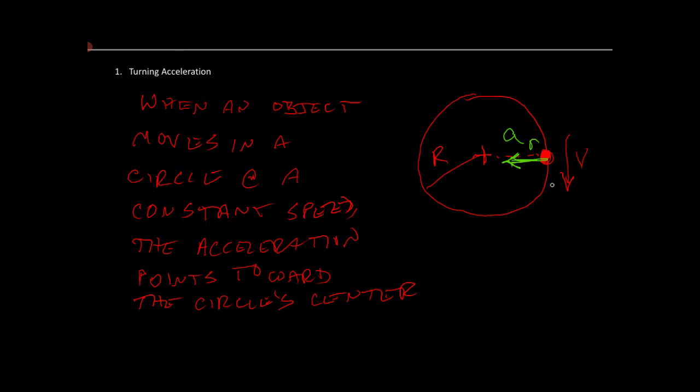Okay, so we've got this circle. The acceleration is pointing towards the center because we're moving at a constant speed along the circle. So we're always turning, and we're always moving at a constant speed along the circle, and wherever we are, that acceleration points towards the center of the circle.